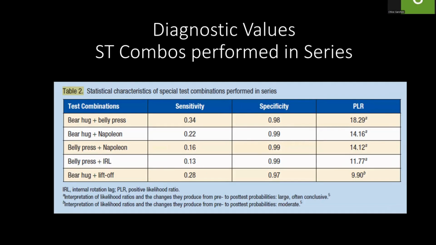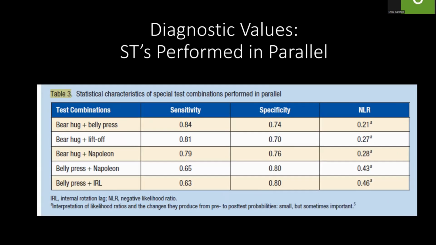Now we go into diagnostic values of special test combos performed in series. We look at the bear hug plus belly press. We have a high specificity and a high positive likelihood ratio at 18.29. All of the other positive likelihood ratios are good, but the bear hug plus the belly press has the highest one.